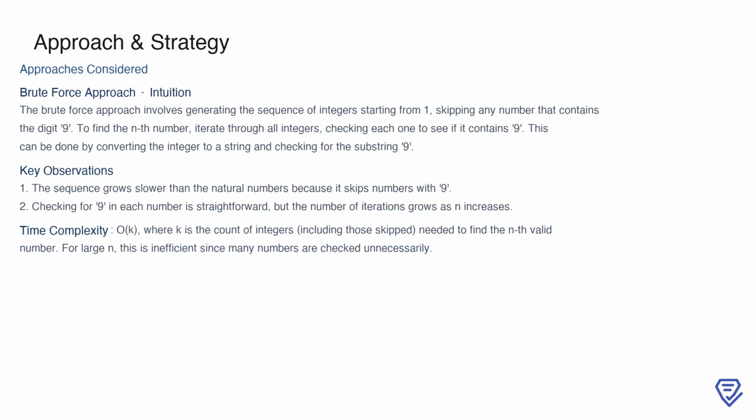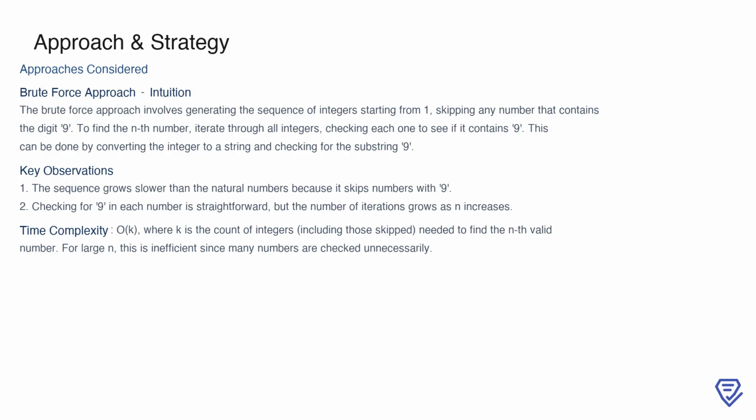When approaching this problem, the brute force method seems like an intuitive starting point. The idea is simple: we generate the sequence of integers one by one, skipping any number that contains the digit 9. To determine whether a number should be skipped, we can convert it to a string and check if it contains the character 9. While this method works, it's important to note a few observations. First, the sequence grows more slowly than the natural numbers because we are omitting all numbers with the digit 9.